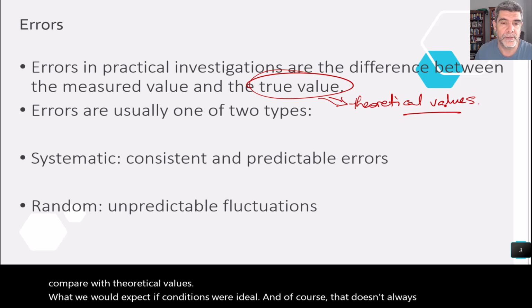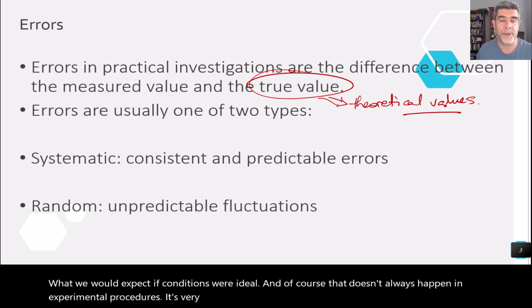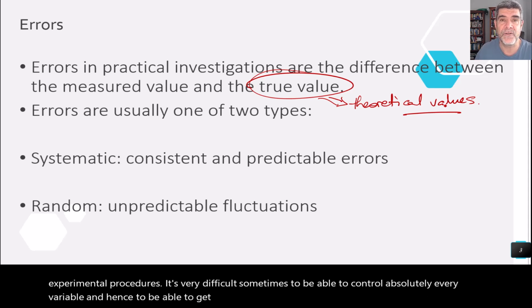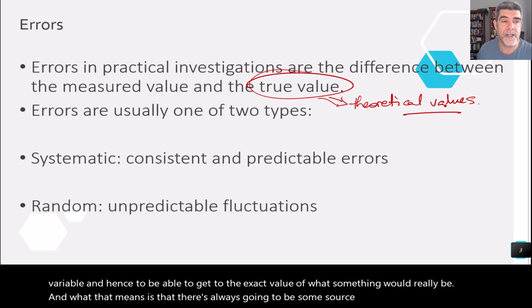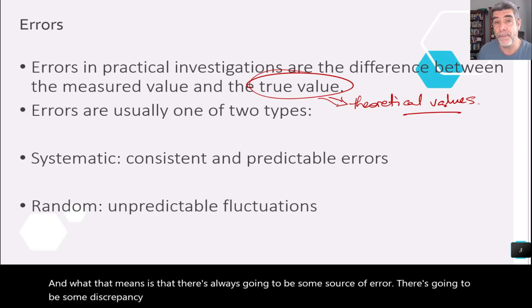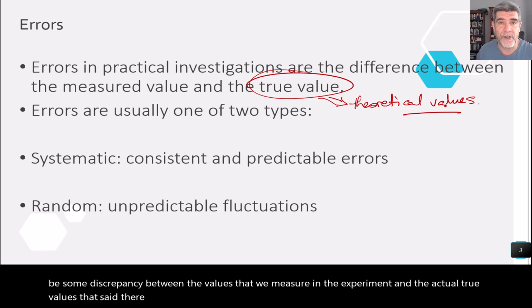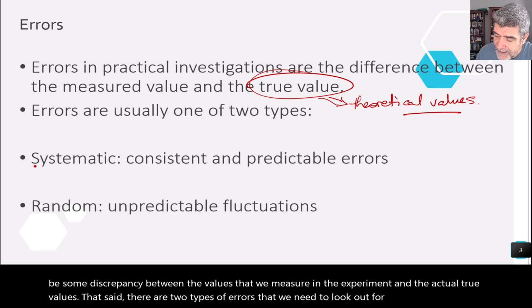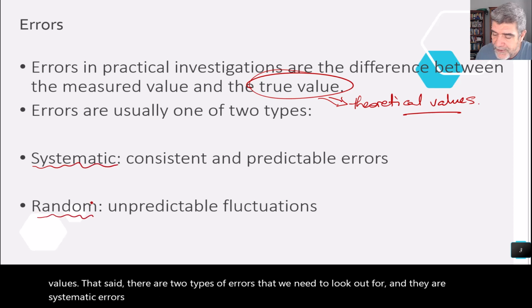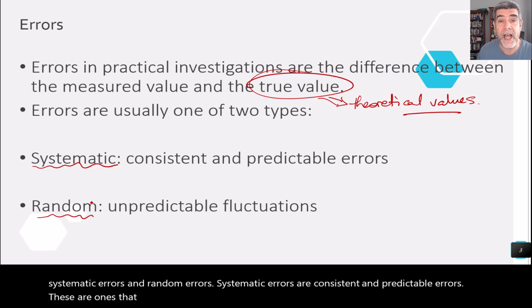In experimental procedures, it's very difficult sometimes to control absolutely every variable and hence to get to the exact value of what something would really be. What that means is that there's always going to be some source of error, some discrepancy between the values that we measure in the experiment and the actual true values. That said, there are two types of errors that we need to look out for: systematic errors and random errors. Systematic errors are consistent and predictable errors. These are ones that we should be able to identify and potentially eliminate from our experimental procedures.